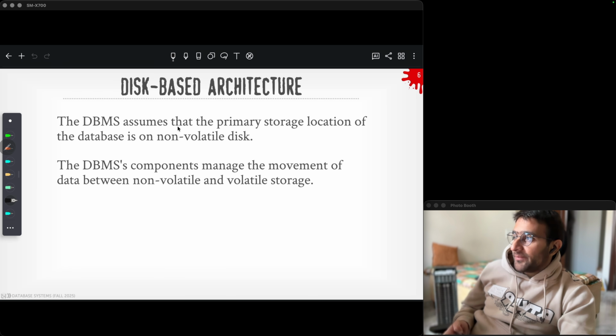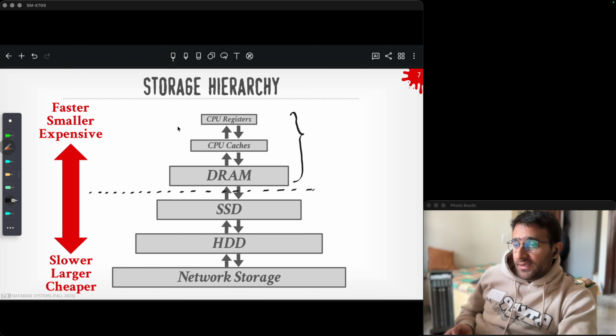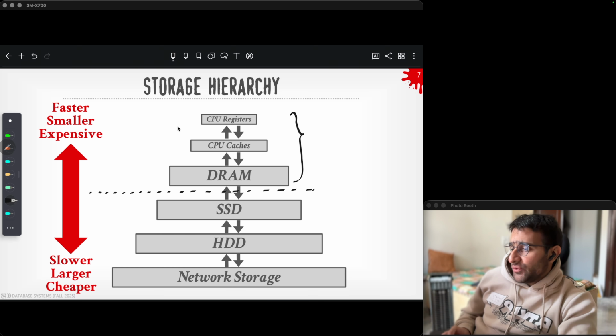Like if we were talking about, let's say, Redis without the persistence function, then we would just be talking about CPU registers, CPU caches, and DRAM. But we are discussing disk-based systems, so we'll be including SSDs and HDDs and network storage also. So network storage is a very fascinating topic.